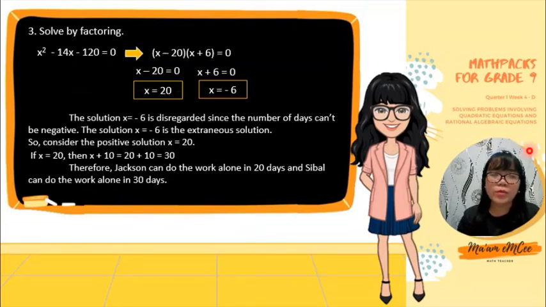So if x is equal to 20, then x plus 10 is equal to 20 plus 10, which is equal to 30. Remember, x is the number of days it will take Jackson to finish the job working alone, and x plus 10 is the number of days it will take Sibal to finish the work working alone. So therefore, Jackson can do the work alone in 20 days, and Sibal can do the work alone in 30 days. And if they work together, they will finish the work within 12 days as given.